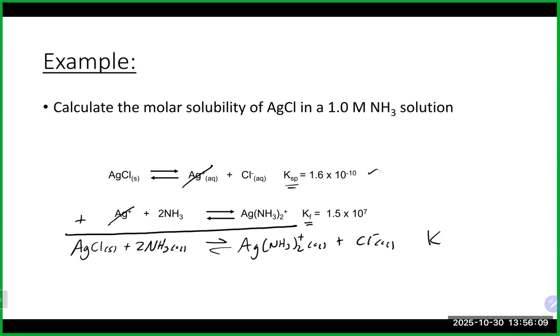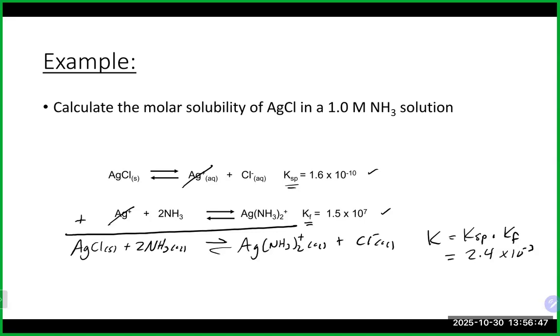And can we get a K value here? Does it matter that it's Ksp and Kf? Can we multiply them together? We can, because they're all equilibrium constants. It's no different than when we did Ka times Kb equals Kw. Same idea. So we can get a K value here by taking our Ksp and multiplying it by our Kf, since they are both equilibrium constant values. We'll go 1.6 times 10 to the minus 10 times 1.5, looks like, times 10 to the 7 there. That's going to give us 2.4 times 10 to the minus 3 in this case.